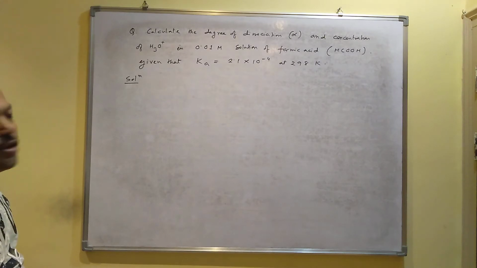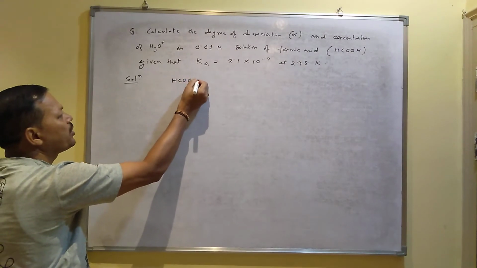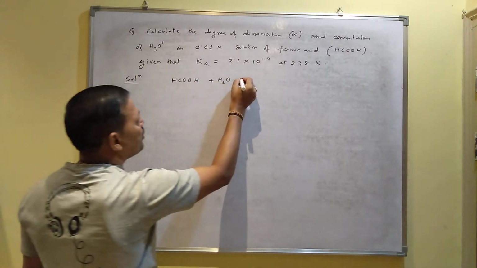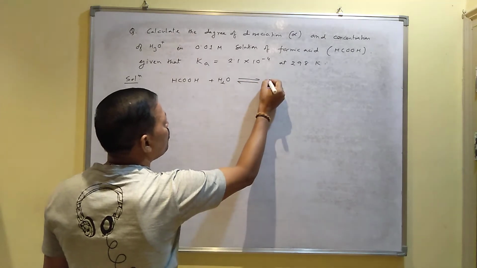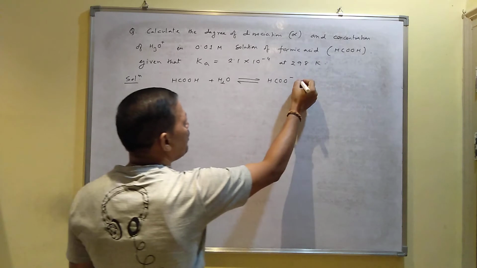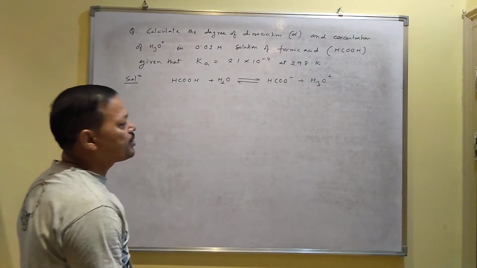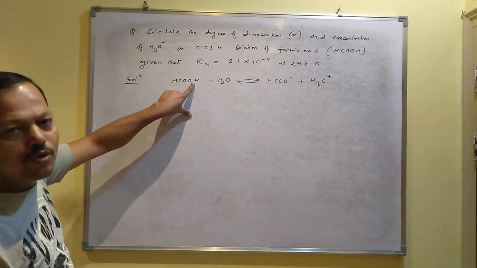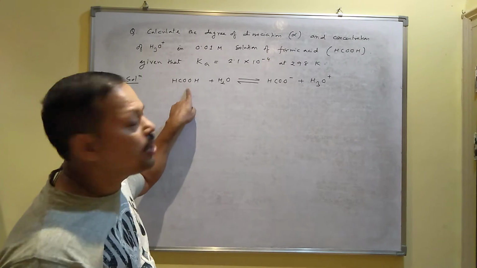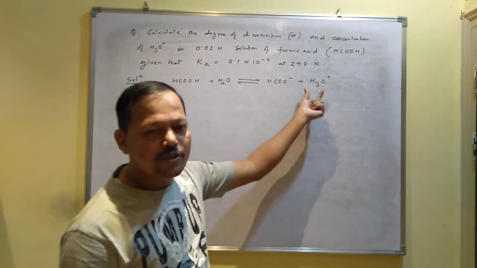You write the equation. Our acid is formic acid, HCOOH. When you dissolve it in water, it produces two ions. One is HCOO minus, the formate ion, and one is the hydronium ion, H3O plus. The H plus ion released from the acid combines with water to produce the hydronium ion. And any acid, when you dissolve it in water, the H plus ion always combines with water to produce the hydronium ion.